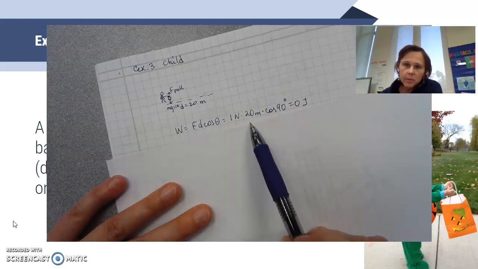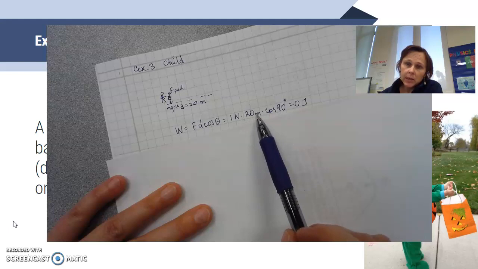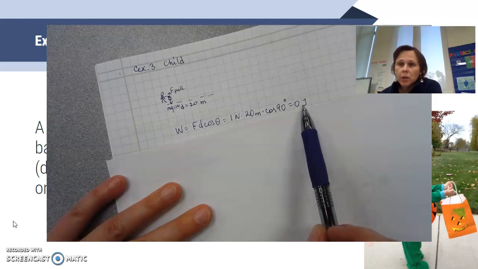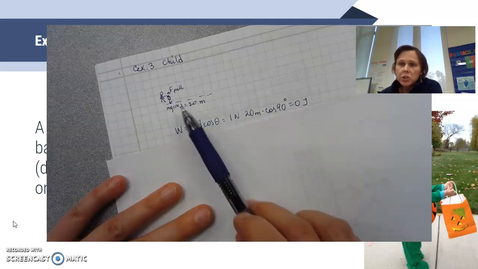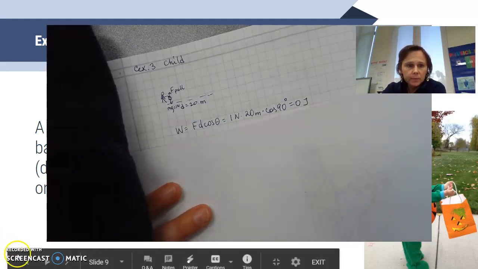So let's see what happens. We have 1 Newton force, we have 20 meters displacement, but we have the cosine of 90 degrees here. So cosine of 90 degrees equals 0, therefore we have no work. It's really weird, but in physics, if the force is perpendicular to the displacement, there is no work that force does to the displacement. I know, that's how it is.